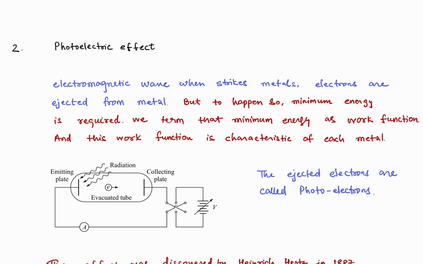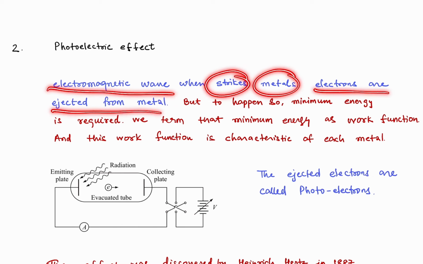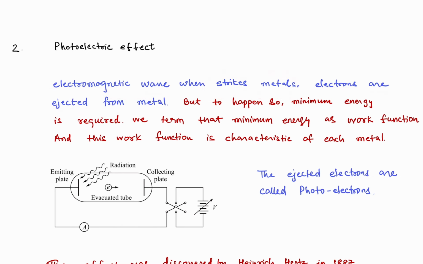And now let us see that electromagnetic wave, when it strikes metals, electrons are ejected from metals. That is what we call photoelectric effect. But for that to happen, there must be minimum energy in the electromagnetic wave. We term that minimum energy as work function, and this work function is characteristic of each metal. Like sodium will have a different work function, and other metals will have different work functions.